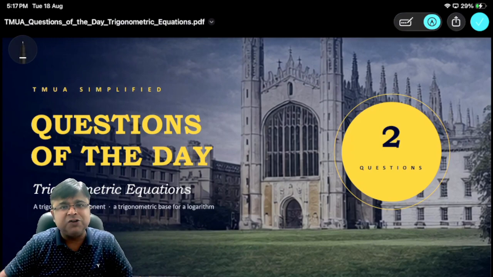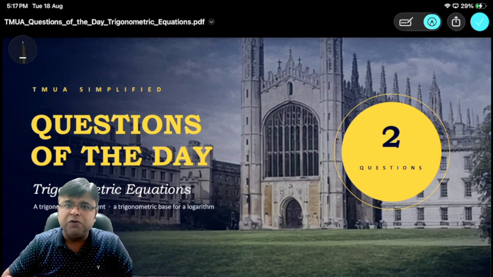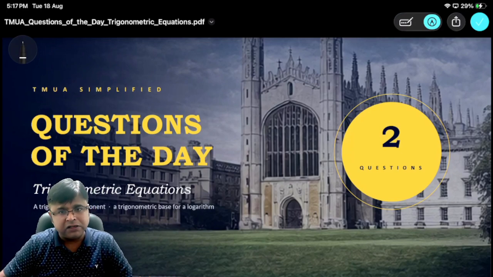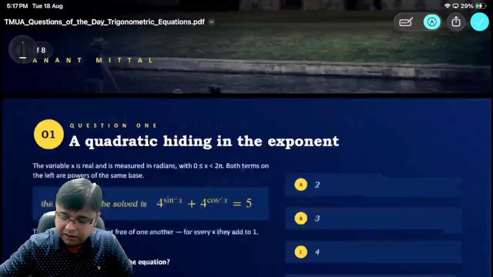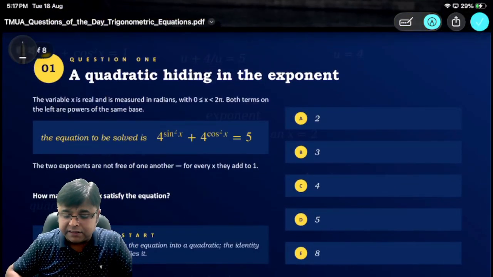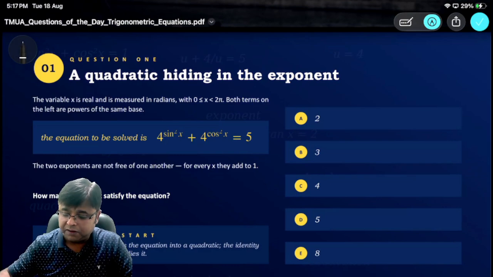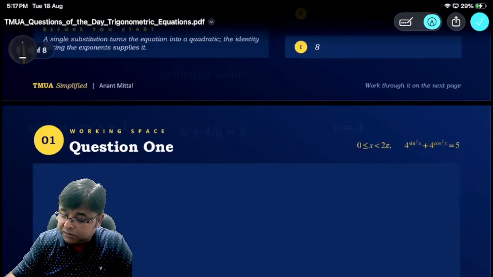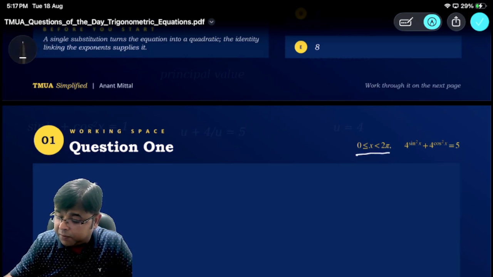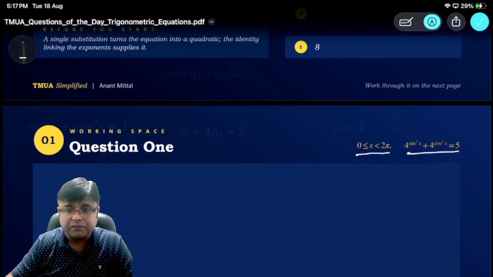I've started this series, Questions of the Day, and today I am going to discuss two more questions based on trigonometric equations. So let's start. The first question says the variable x is real and is measured in radians with x greater than or equal to 0 but strictly less than 2 pi. 2 pi is not included, right? The equation to be solved is 4 sine square x plus 4 cos square x equals 5. So I have this basic condition, 0 less than or equal to x, less than 2 pi.